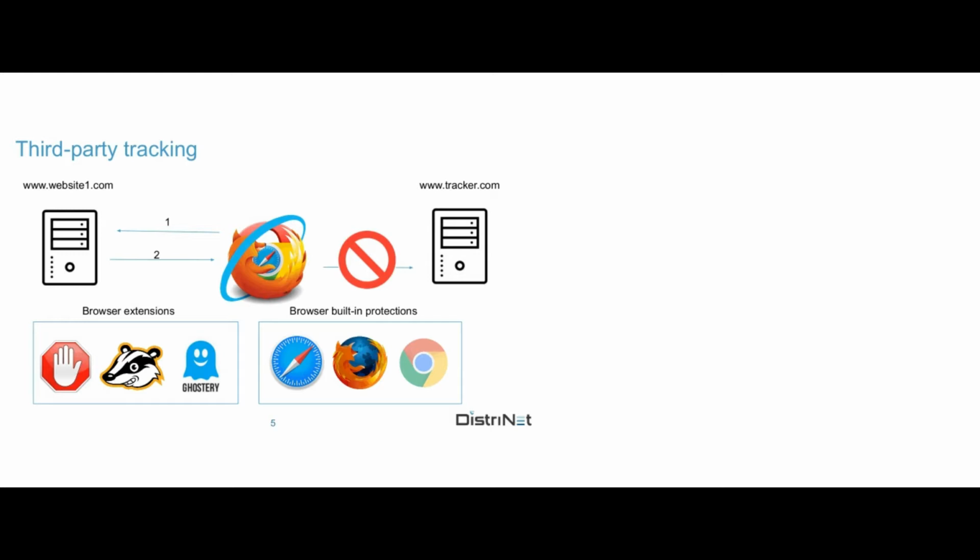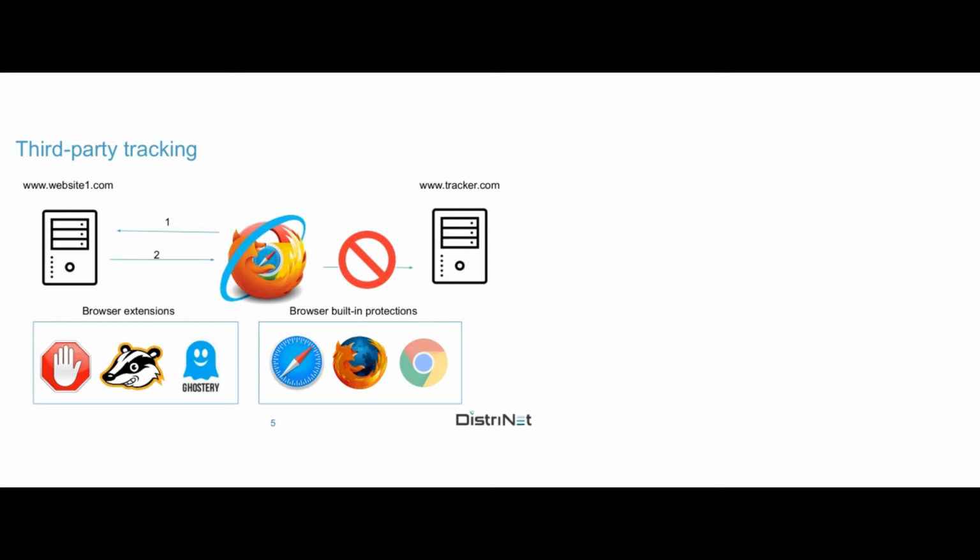On the one hand, we have browser extensions. I'm naming a couple of examples here: AdBlock Plus, Privacy Badger, and Ghostery. These are all extensions that you can install in your browser that aim to block third-party cookies. They do this by blocking the requests to trackers altogether.